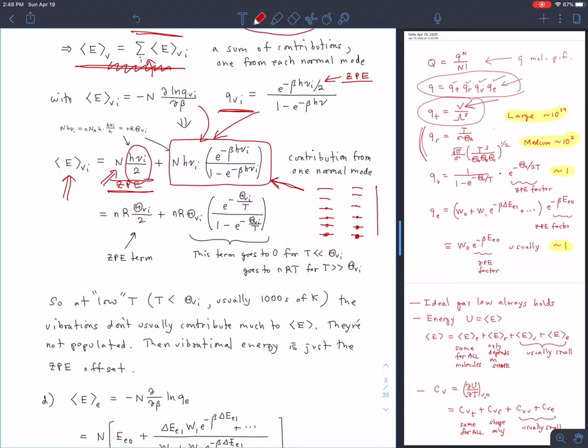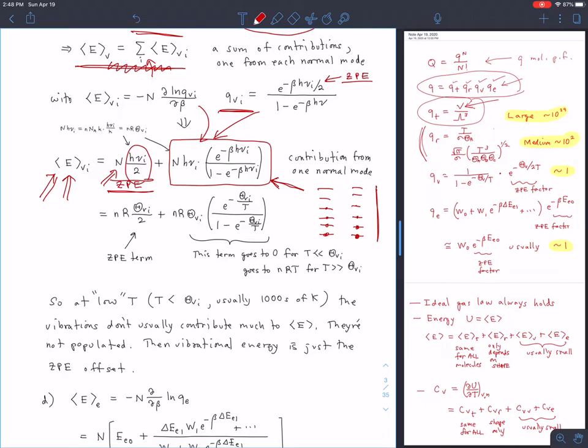We'll see this over and over again. What that means is that under most circumstances, the vibrational contribution to the energy isn't very large. There are exceptions to that. We'll see that when we look at examples down below. But for the most part, it's not very big. A lot of the time, we can just ignore it.